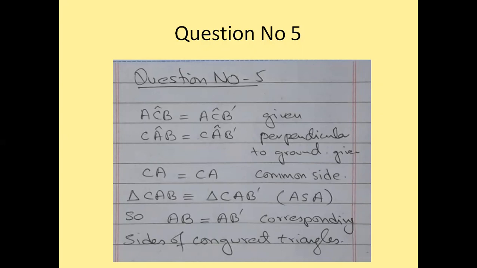So now I can say that triangle CAB is congruent to triangle CAB prime. So you can say angle side angle. Normally we say angle side. So these two triangles are congruent. So AB will be equal to AB prime. These are the corresponding sides of congruent triangles. So if you want to measure the width of the river AB, that will be AB prime.